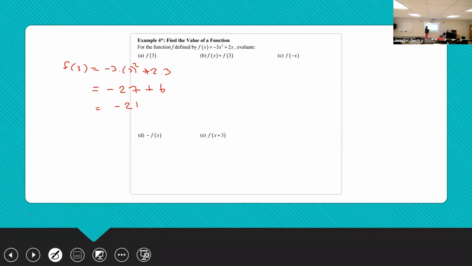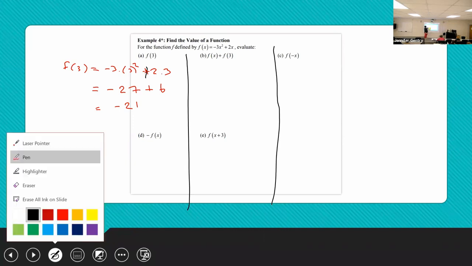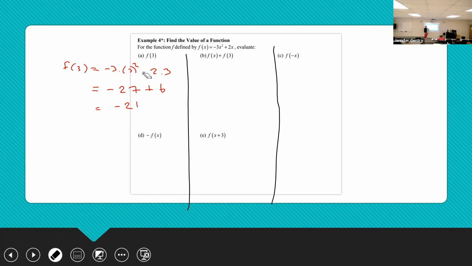Okay. Let's do B over here somewhere because I write big apparently. F of x plus f of 3. Can you see that? Minus 3 times 3 squared, okay, I got that, plus 2 times 3. Equals negative 27 plus 6, which equals minus 21.